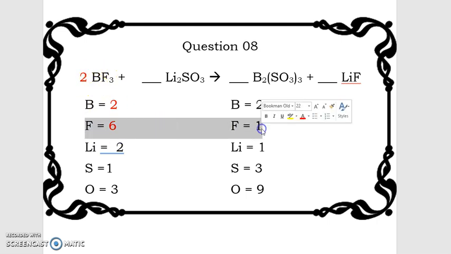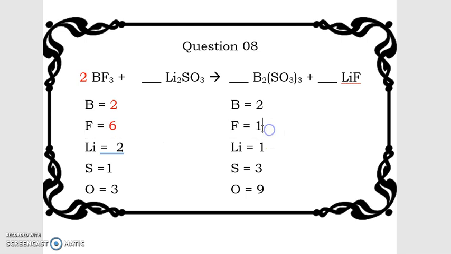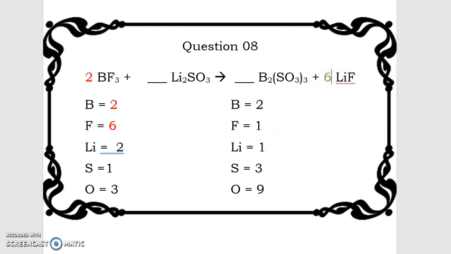Now I'm going to go through and balance the fluorines. I have 6 on the left, 1 on the right. So I'm going to change this to a 6. That's going to change fluorine to 6. It's also going to change the lithium to 6. Make that green so we can track the change as well, because this coefficient multiplies into the whole molecule here.